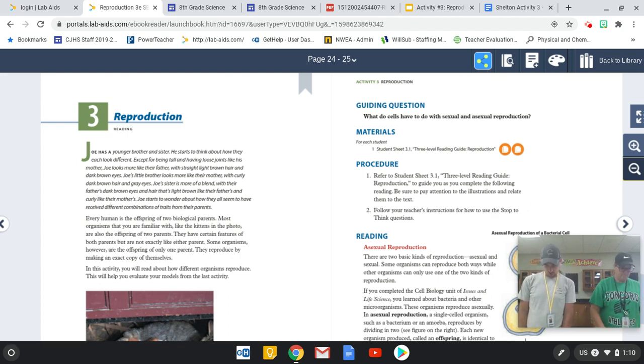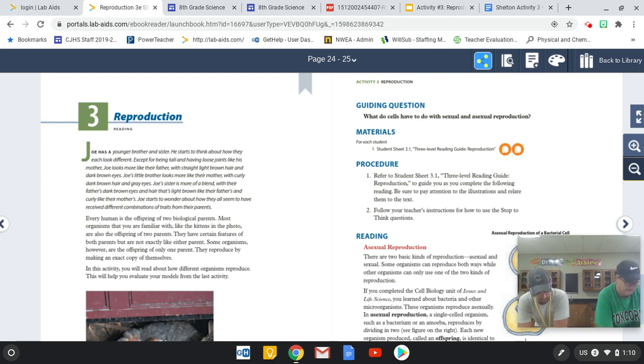Okay, it's called asexual reproduction. There are two basic kinds of reproduction, asexual and sexual. Some organisms can reproduce both ways, while other organisms can only use one of the two kinds of reproduction. I didn't know that. That's interesting.